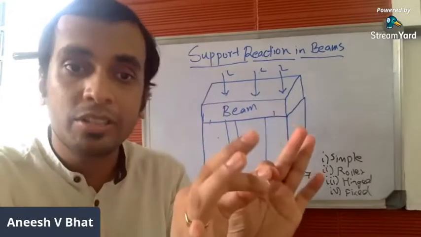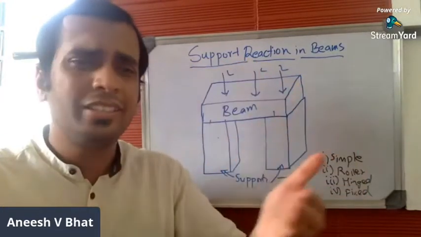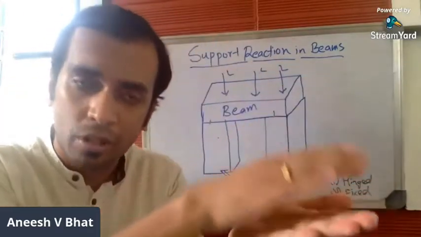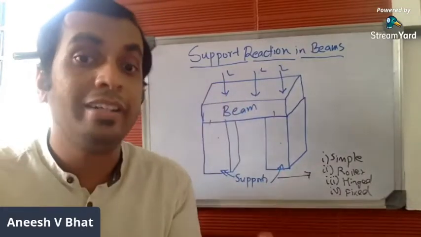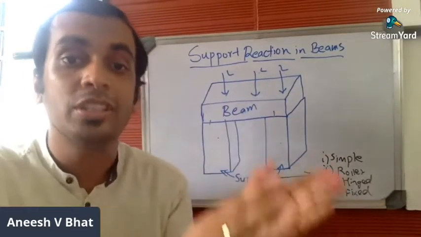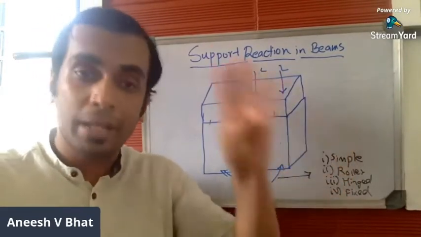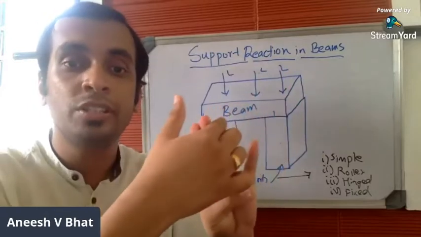First of all, the basic concept of support reactions is that it's just the reaction offered by the support whenever the beam is in contact with the support, and it depends on the type of support being used in the scenario. You have 4 basic types: simple support, roller support, hinge support, and fixed support.